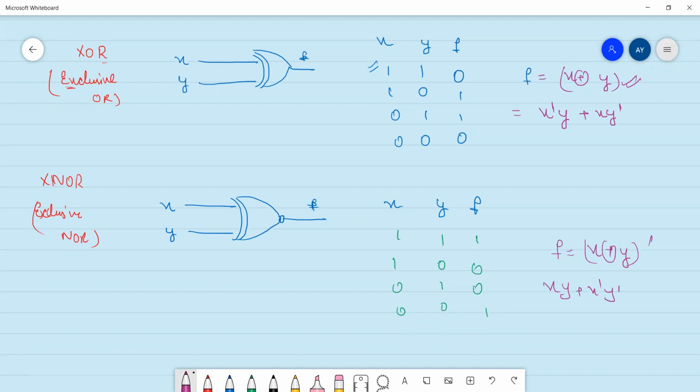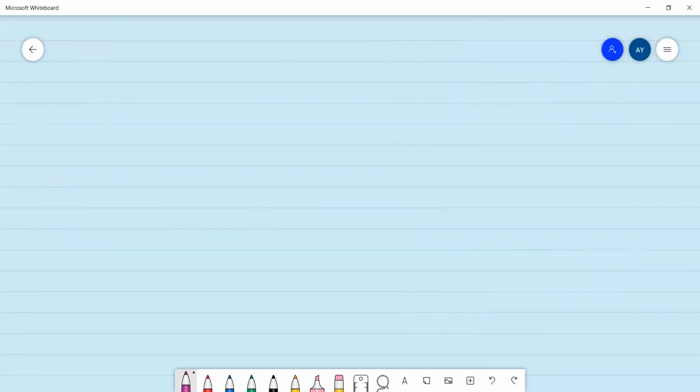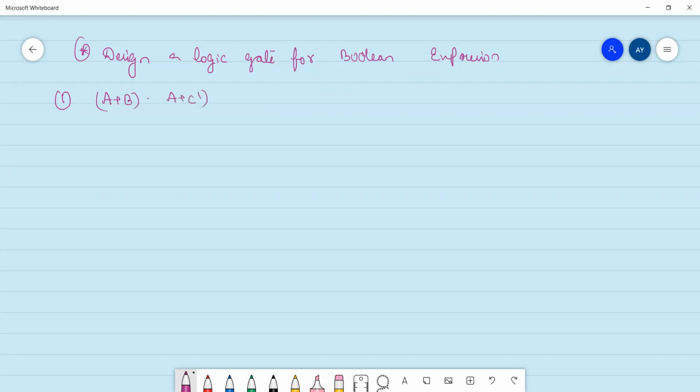Now coming to how to design a logical gate actually for a given problem. So they told us to design a logical gate for a Boolean expression. I hope you remember all the formulas. So the first one they gave is A plus B into A plus C dash.